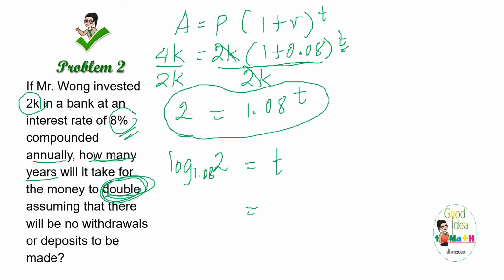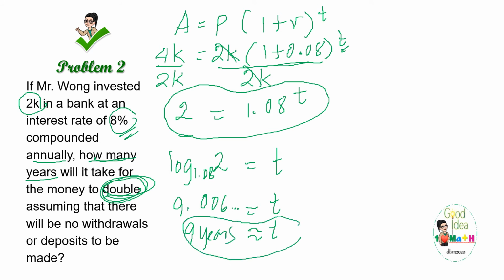Using your calculator, logarithm of 2 to base 1.08 is equal to 9.006 and so on. Then let's round this off. Time is estimatedly or approximately 9 years. So after 9 years, 2,000 will be doubled.